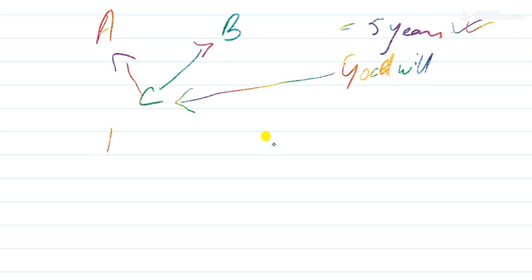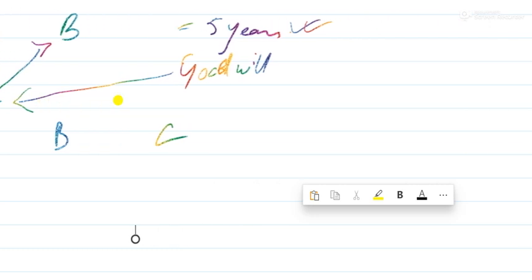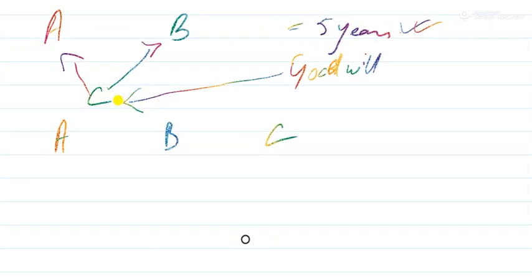Suppose A, B, and C. Now this contract is done and they have been working for years. Now after a year, what happens? B decides to retire. So what will B take? Of course, B will take his amount of capital. B will take his share of profit, and B will also take his share of goodwill.